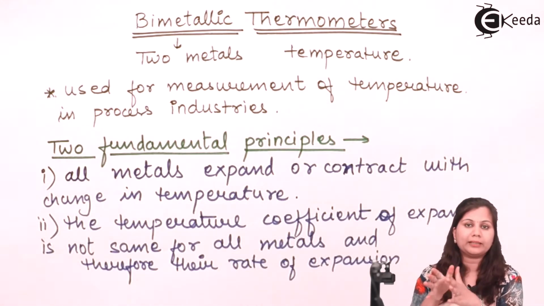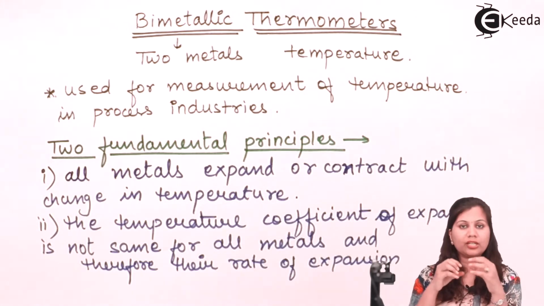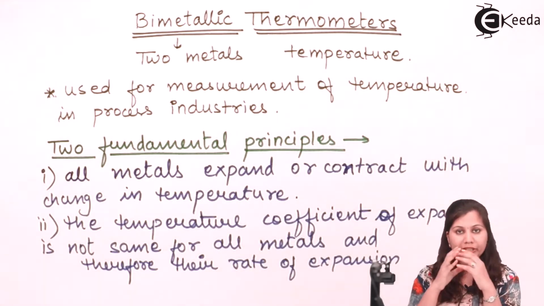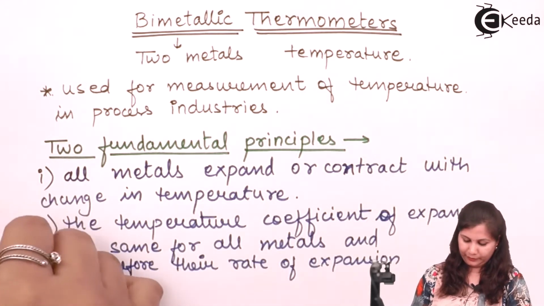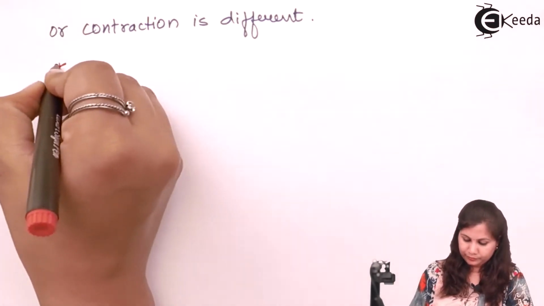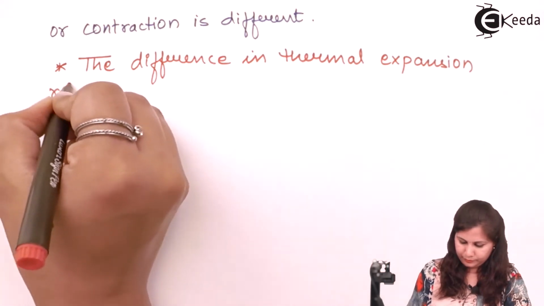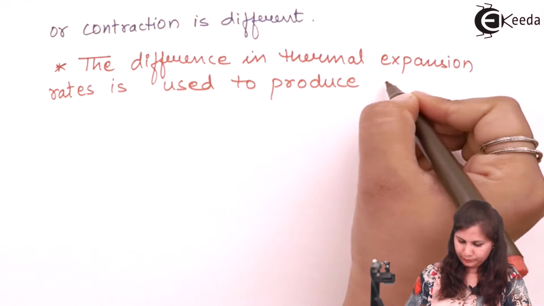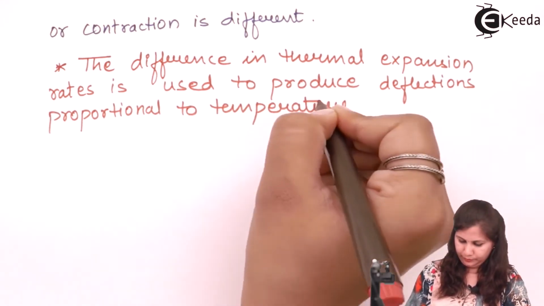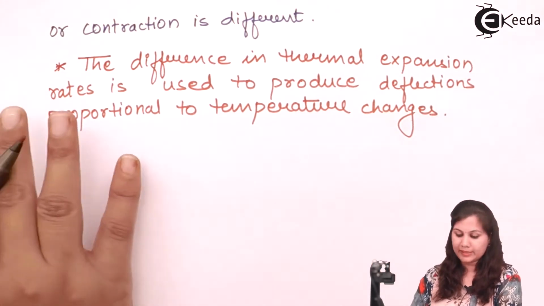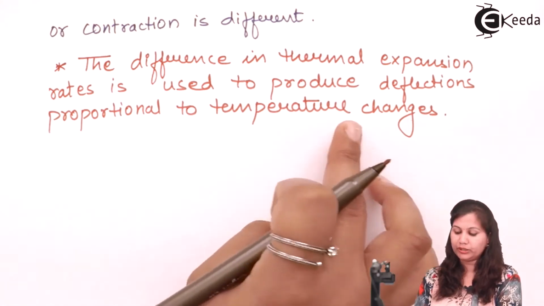This principle is used in bimetallic thermometers for the measurement of temperature, because due to the change in temperature there is a change in the shape of the bimetallic thermometer due to the different rates of expansion and contraction of the metals, and that deflection is proportional to the change in temperature. So that is the main principle: the difference in the thermal expansion rate of the two metals is used to produce deflections which are proportional to the temperature changes.